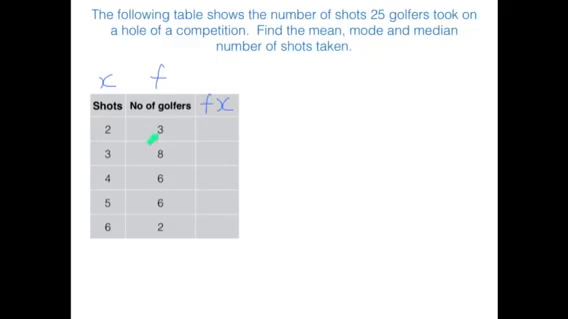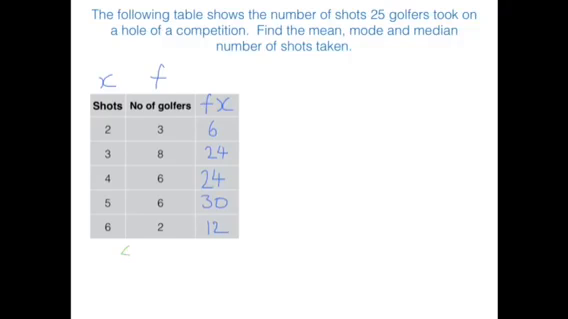Now fx is f times x, so 2 times 3 is 6. In the next row, value of x is 3, value of f is 8, 3 times 8 is 24. So we're getting our fx column by multiplying the f column by the x column. So we get 24, 30, and 12.